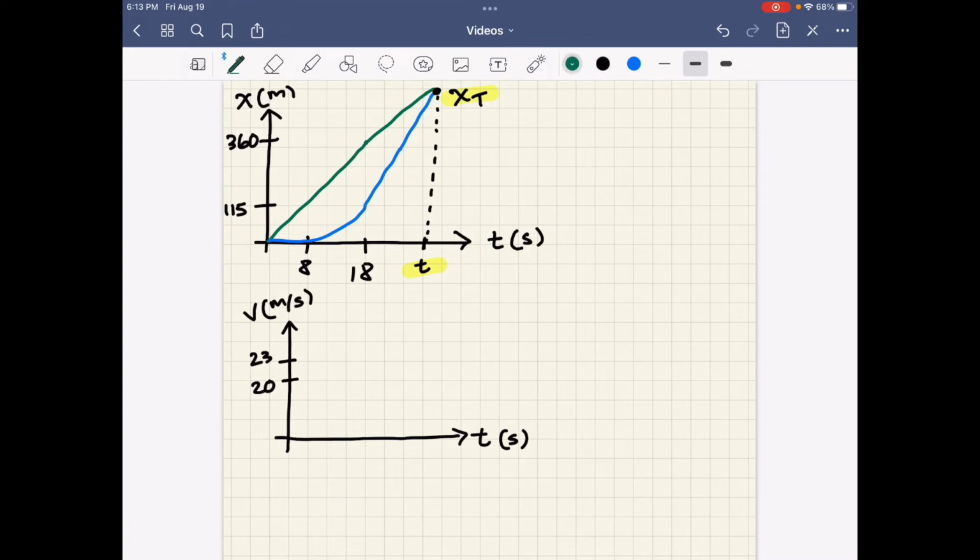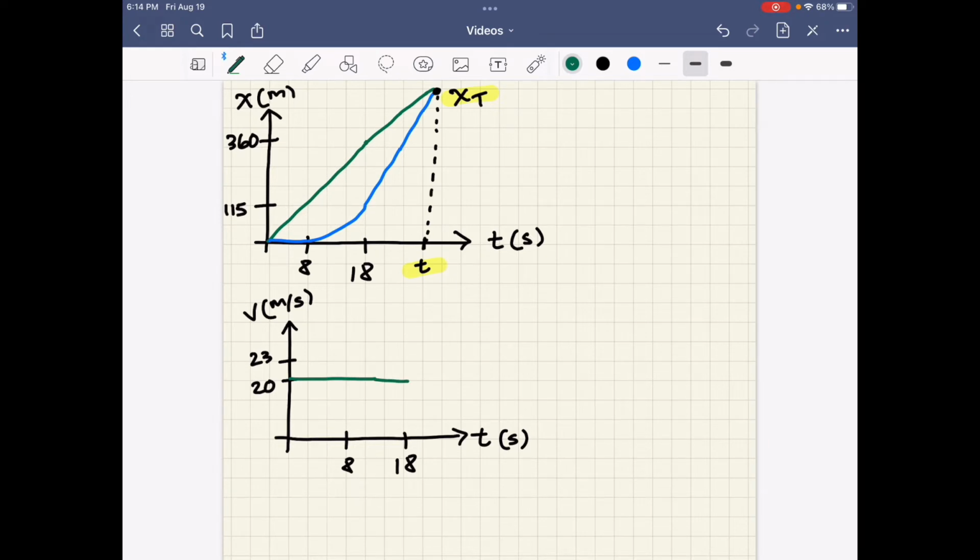Now the boat was going at constant speed at all times. So this is just, oh wait, let me add the times, right? So let's say 8 seconds is here, and this is 18 seconds. So then the boat was just going at 20, right? It just was going at 20.